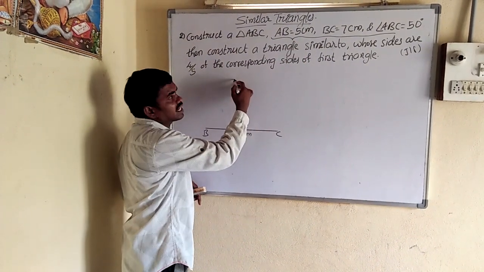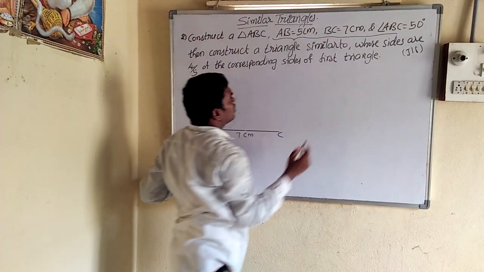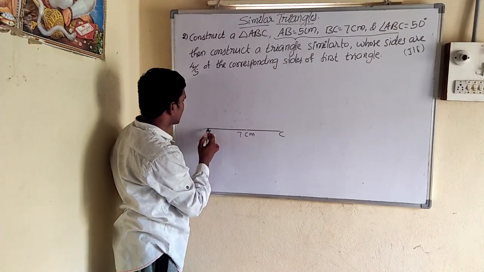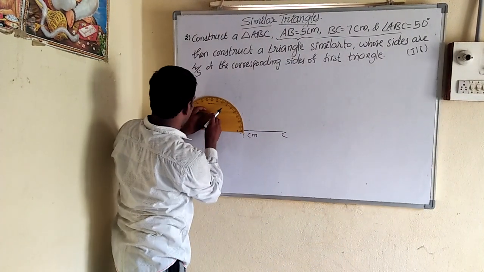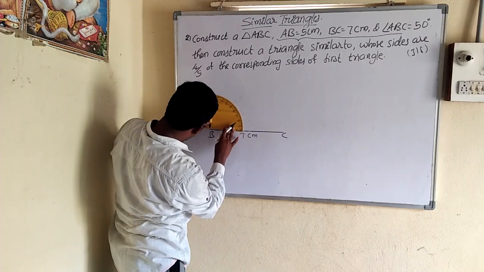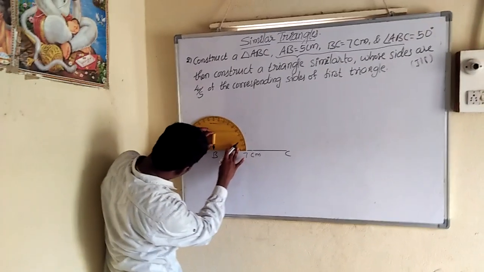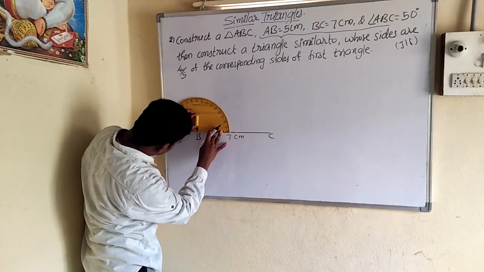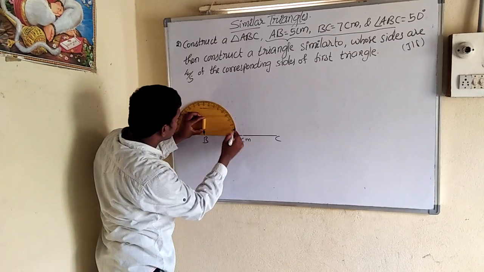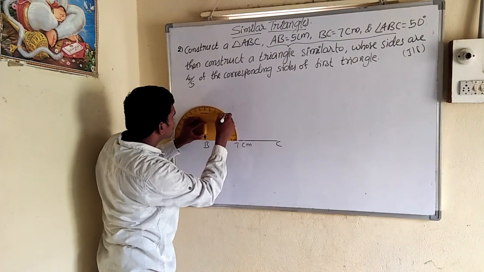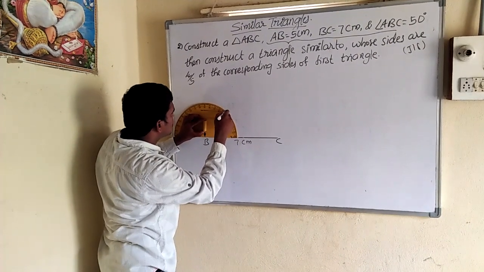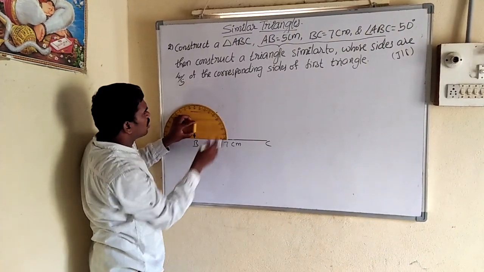A may be on the upside. Next, angle ABC equal to 50 degrees. So at B we have to make an angle of 50 degrees. To make 50 degrees I am using the protractor. Even with a compass we can make the angle, but with a protractor it is easy. What is the angle? 50 degrees. So here it is 50 degrees, from C to the upside.